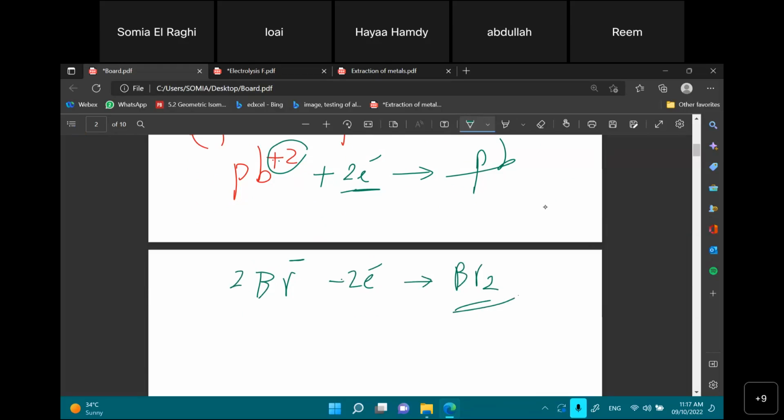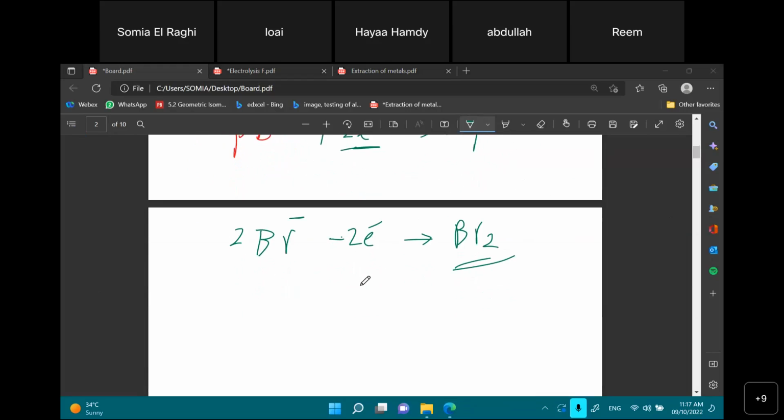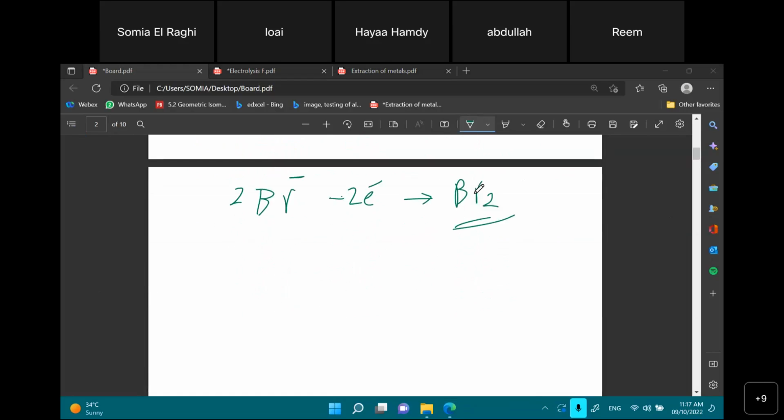What is the observation here for bromine? Reem, what do you see? What do you notice at the anode area? Brown, Yahya, thank you, very good. Brown color, bromine is brown or reddish brown. All right, that is the molten salt.